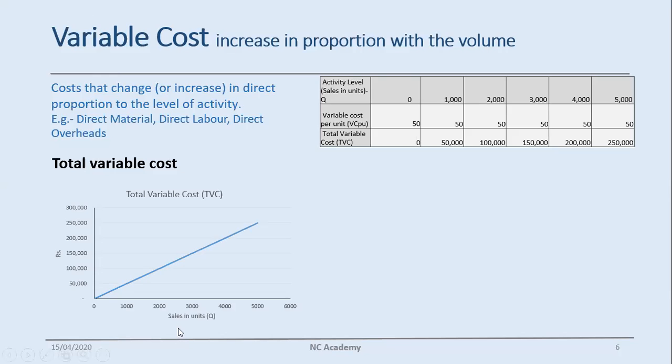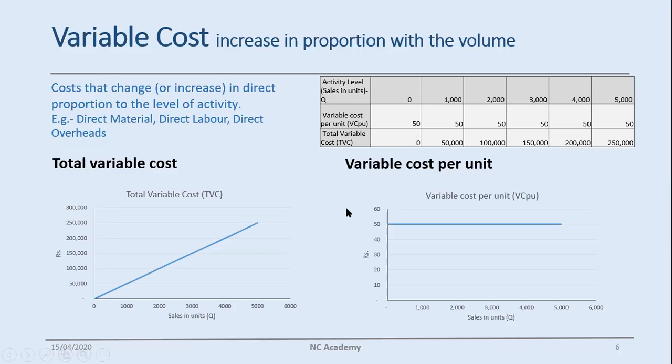We get the very same graph. You're increasing sales units, and this is your cost. Cost increases in proportion at a rate of 50 rupees per unit. But variable cost per unit remains unchanged at the 50 level.